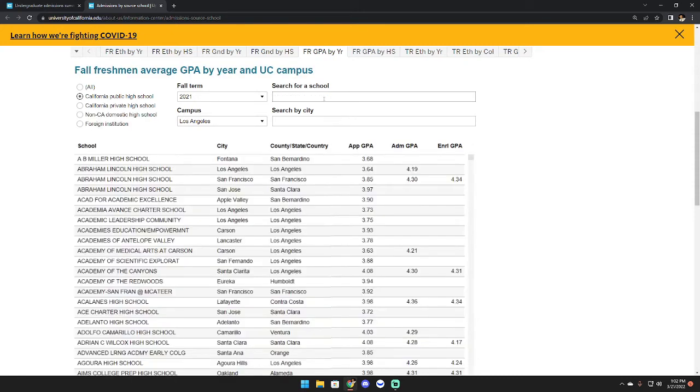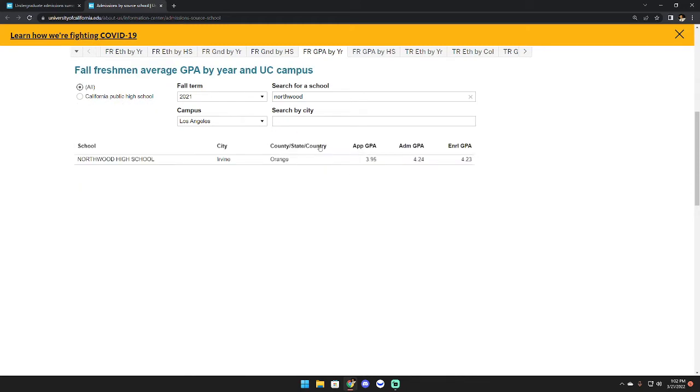Let's try another one. Let's do Northwood. So if you're aiming for UCLA, 4.2, it's about the same. Let's see, Berkeley. Berkeley's a little bit lower. That's interesting. 4.18. Again, Northwood, I think you've got to know the details of the school. It doesn't offer, I think, APs to freshmen or sophomores.